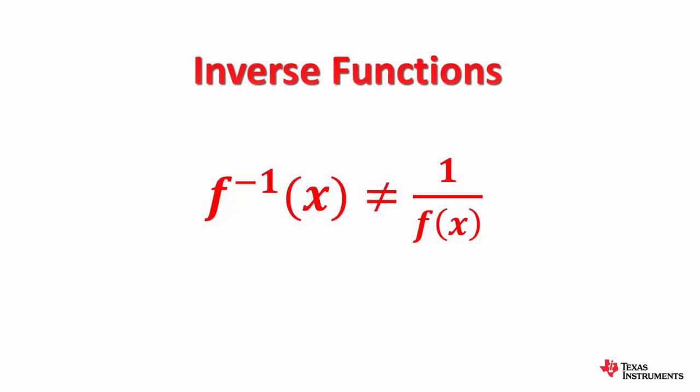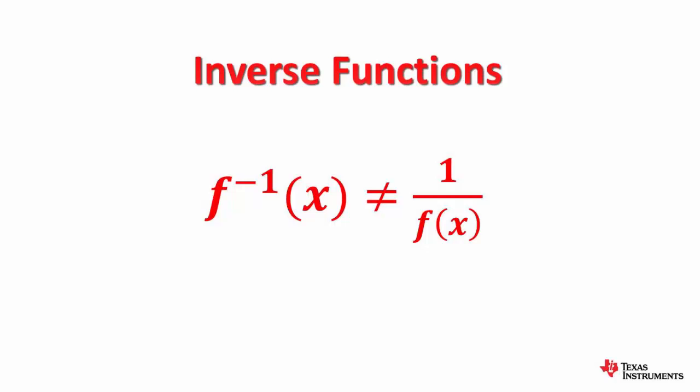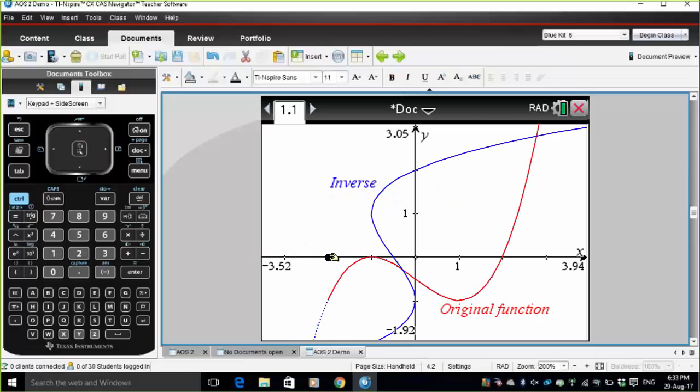A little bit of theory behind all of this is that if f is a 1-1 function, then it will have an inverse function, which is denoted by f negative 1. As I said, the reciprocal function, 1 over f of x, is not the same as the inverse function. So the function must be 1-1 for it to have an inverse function. If it's not a 1-1 function, then we need to restrict its domain so that it is a 1-1 function.